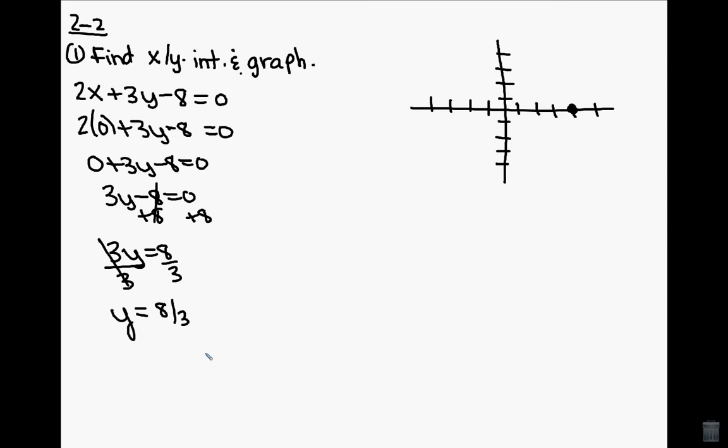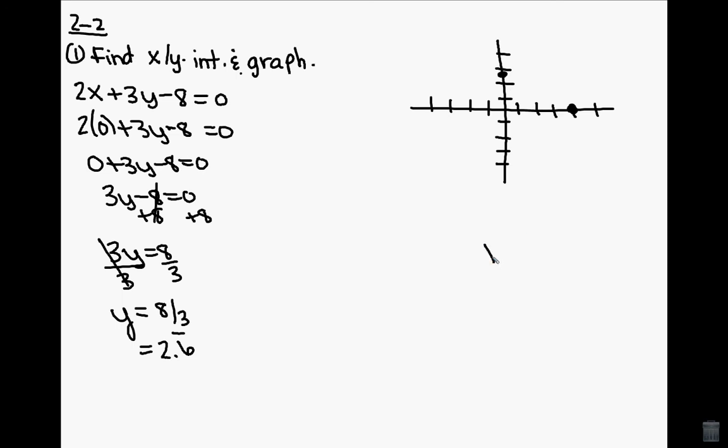However, if we have to graph 8 over 3, you may not know where that is. So why don't you use your calculator and take 8 divided by 3, and you're going to get the decimal 2.6 repeating. So on the y-axis, I need to go to the positive 2.6 and estimate. 1, 2, a little bit farther than halfway. So I have my x-intercept and my y-intercept.